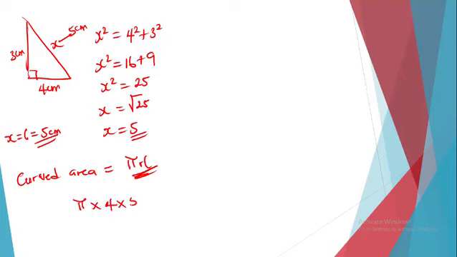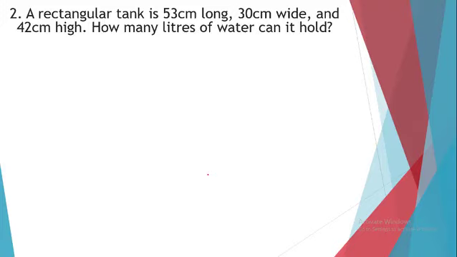Our L here is what? Is 5. Therefore we have 4 times 5 is 20. 20 pi what? Cm squared. So the curved surface area of the cone is what? 20 pi centimeter square. Okay, let's go to example number 2.